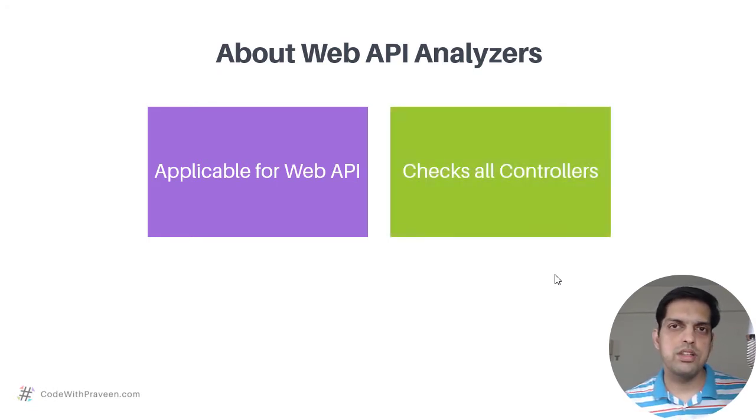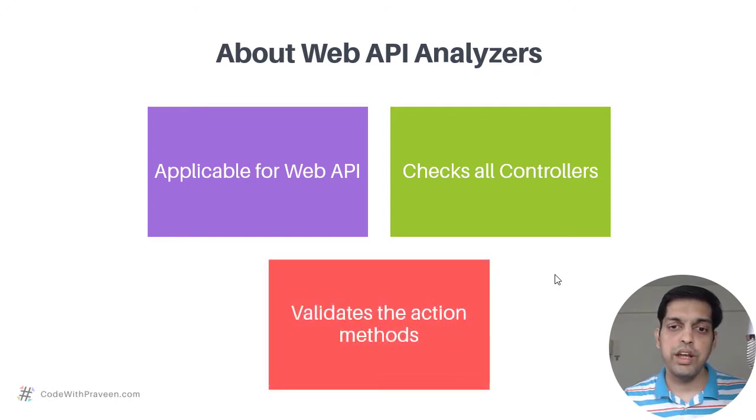The second point is that, as mentioned before, it is going to check all the controller classes that have been included in your assembly. Whichever has been derived from ControllerBase and has the attribute ApiController, it is going to check all those classes. Finally, it's going to validate all the action methods that have been defined in those controllers.